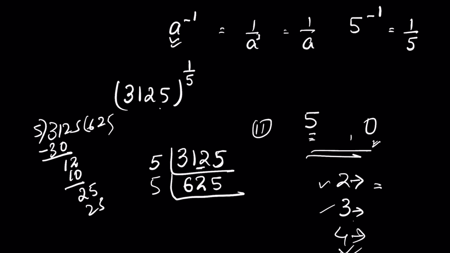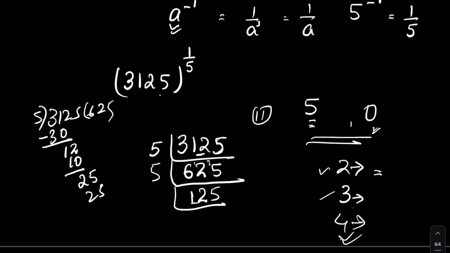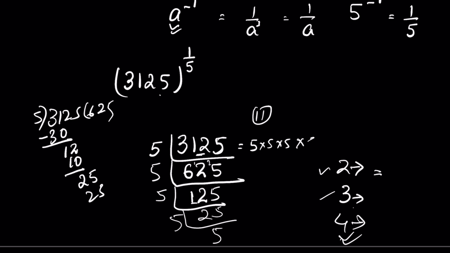Now 5 times 1 is 5 again. Now here we have 1 carryover. This is 12. 5 times 2 is 10. This now 2 carryover. This is 25. 5 times 5 is 25. 125 again is divisible by 5. 25 times 5 is 125, and 5 times 5 is 25. So 3125 is equal to 5 times 5 times 5 times 5 times 5, or we can write it as 5 to the power 5.